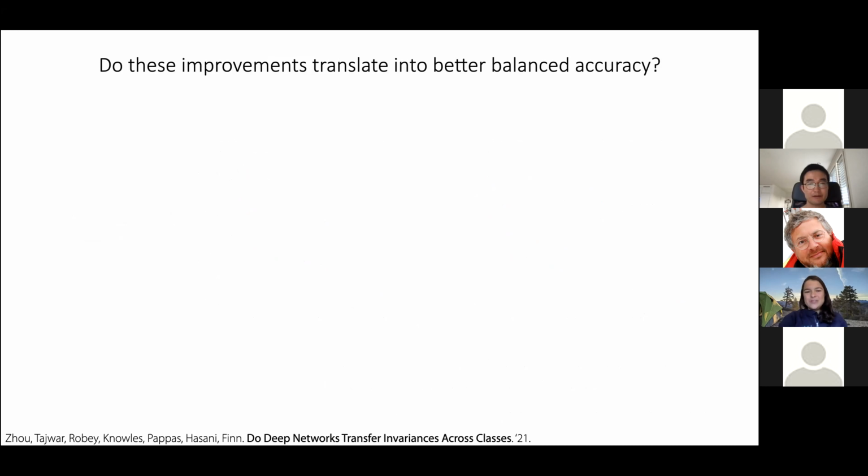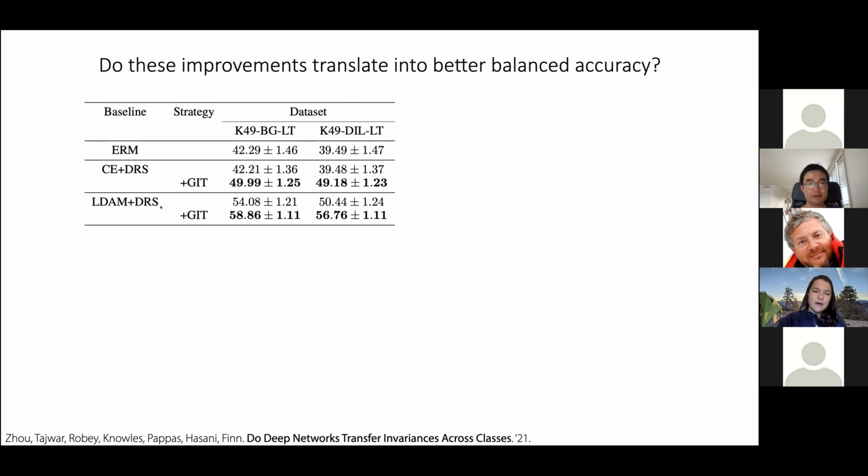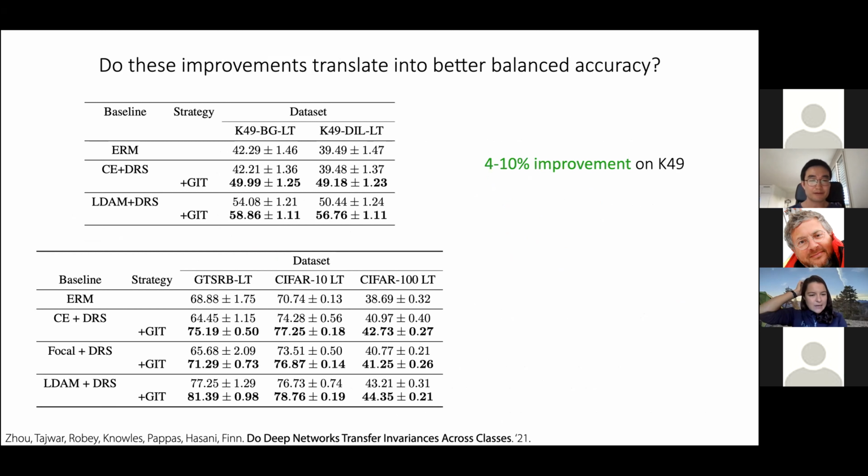And then finally, of course, do these improvements in invariance actually translate into better balanced accuracy? And so we applied this generative invariance transfer approach to these prior methods for handling long-tailed distributions. And we see on the K49 dataset a 4 to 10% improvement in balanced accuracy, which is pretty substantial. And on these more realistic datasets, the German traffic signs and CIFAR long-tailed versions, we see a 1 to 10% improvement here as well.